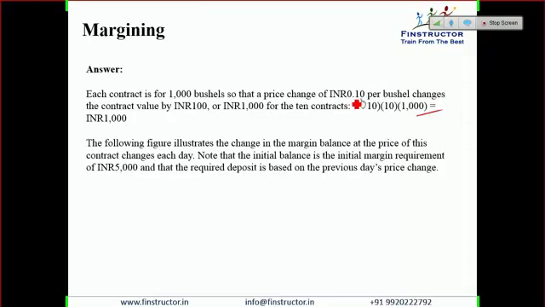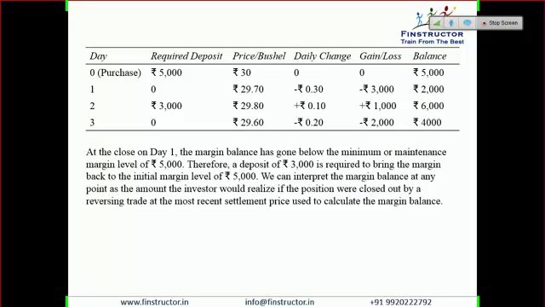So the price changes were per bushel. To begin with, the balance would be 5,000. Then it would go down to 2,000. You would put up an additional 3,000. So the balance would again come to 5,000, and because you have a gain of 1,000, the balance will become 6,000. At day 3, there will be a loss of 2,000, so that the balance comes down to 4,000.